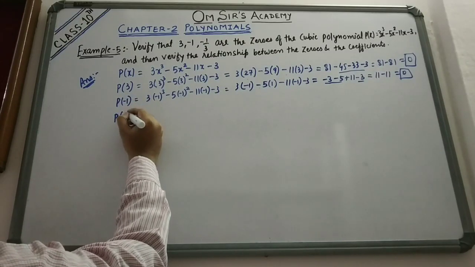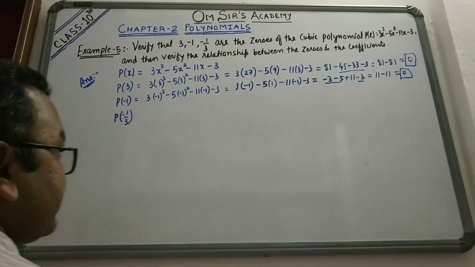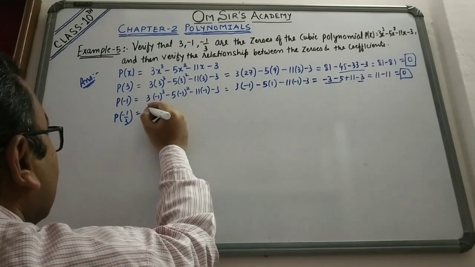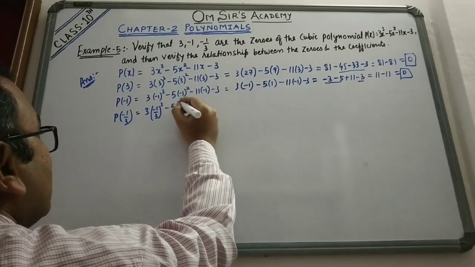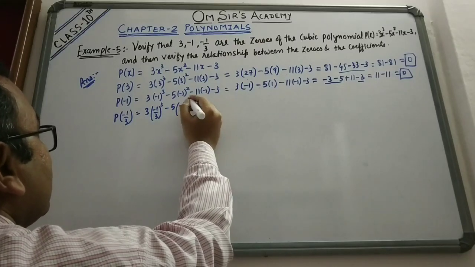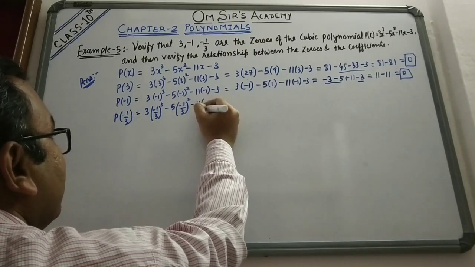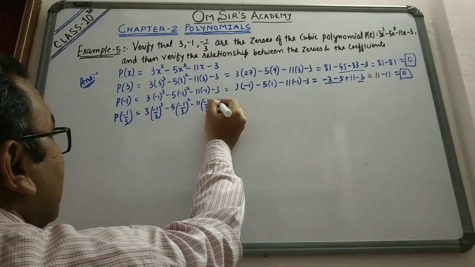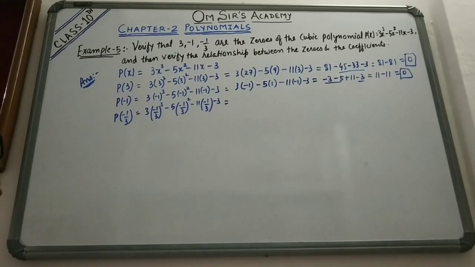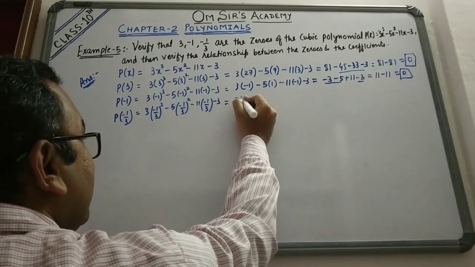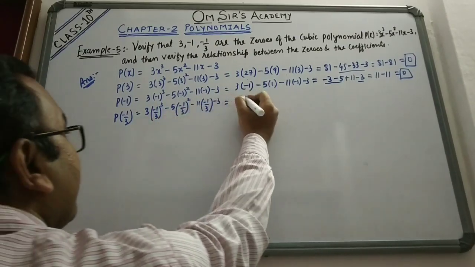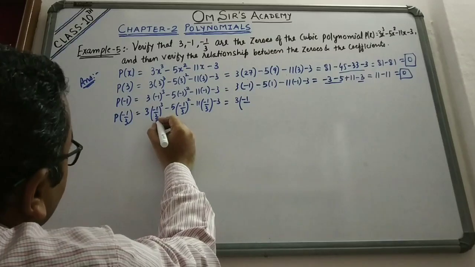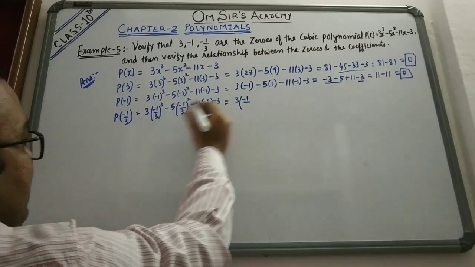Let us verify the third one, that is minus 1 upon 3. Okay, so now what will we do? Place minus 1 upon 3 in place of x. So 3 into minus 1 upon 3 cube minus 5 into minus 1 upon 3 square minus 11 into minus 1 upon 3 minus 3. Is it clear? So here it will be 3 into minus 1 ka cube, what will it be friends? Minus 1 upon 3 ka cube, what will it be? 3 into 3 into 3, it is 27.